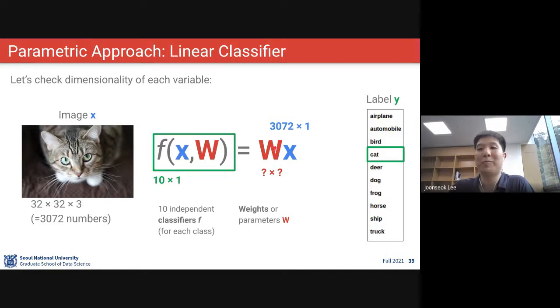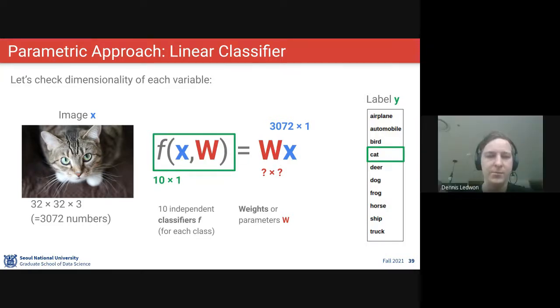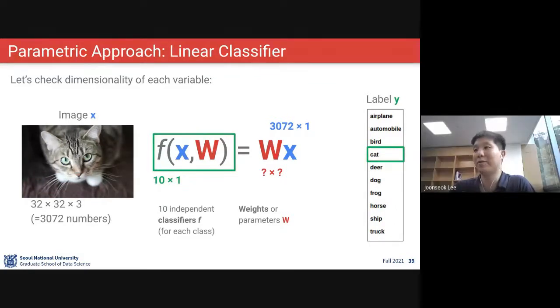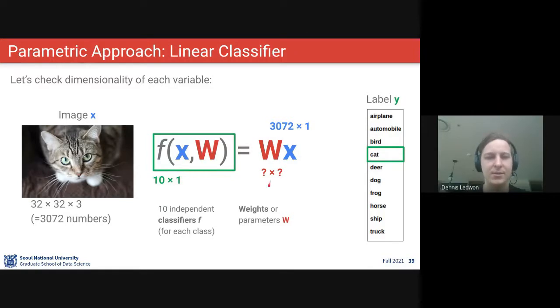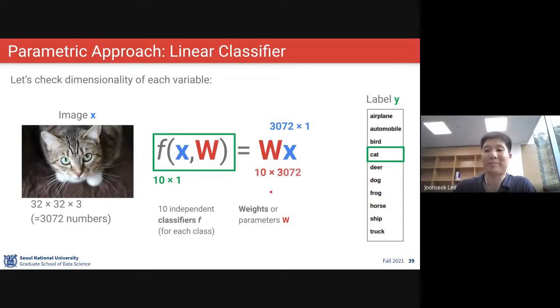Then what should be the shape of this W? It's 10 by 3072. Yes, good. Because we need to multiply W and X, and we need to output this 10 times 1, it should be 10 times 3072. We map the score of each pixel to each class, and those numbers are expected to convey how important that pixel is for the score of that particular class.